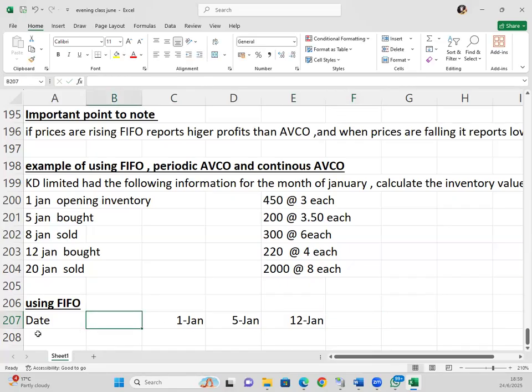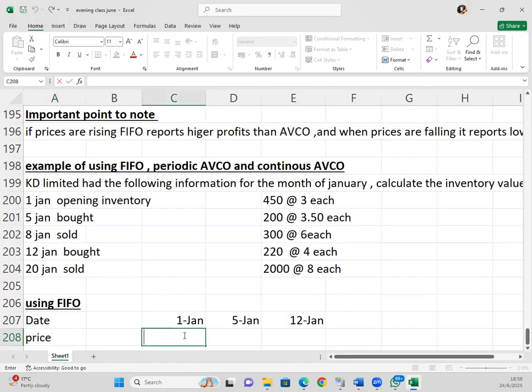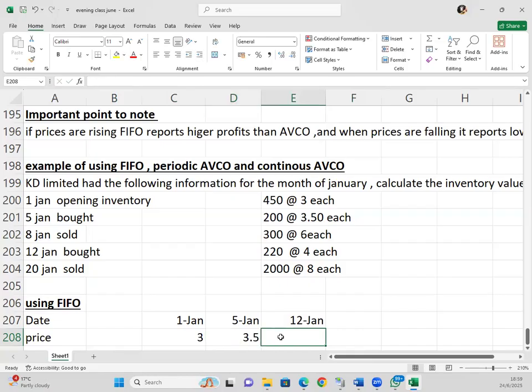Then after the date, you put the price. The price for the purchases, you're taking the price per unit. For 1 January, you were buying at $3 each. The next date, 5 January, you bought at $3.50. 12 January, you bought at $4.